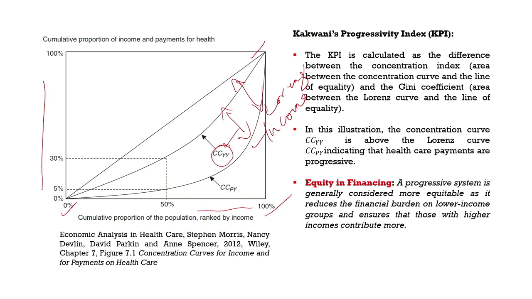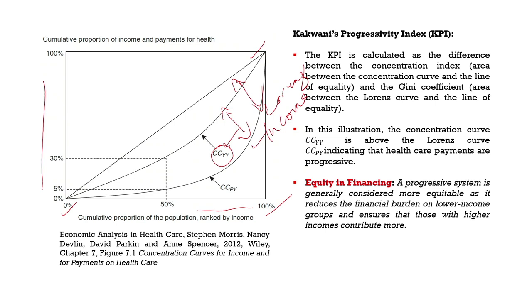This basically indicates that healthcare payments are progressive, meaning that higher income individuals pay a higher share relative to their income. So, based on this distance of the concentration curve from the line of equality and the distance of the Lorenz curve from the line of equality, we can then calculate the Kakwani Progressivity Index. This KPI, as I said, is calculated as the difference between the concentration index and the Gini coefficient.